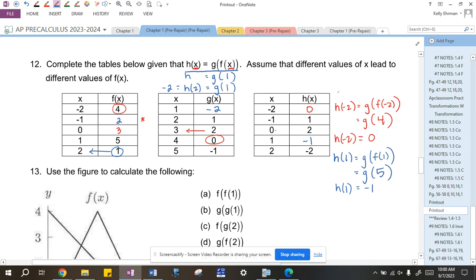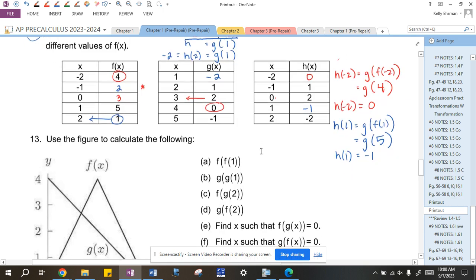Tables are tricky. We're going to have tables like this on our AP Pre-Calc test. You're definitely going to have them in AP Calculus next year, whether you do AB or BC. So we will keep practicing these. I know, like I said, I think this is the hardest, most confusing problem.